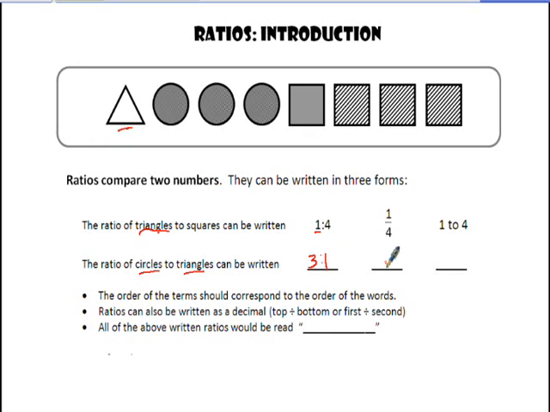So 3 to 1. And then we can write it in this form that looks like a fraction, 3 over 1. And we can write it with the word "to" in between, 3 to 1. So notice that the top term in the fraction is like the first term when we write it horizontally. Ratios can also be written as a decimal if we were to do top divided by bottom, or first divided by last. All of the above ratios would be read, in this case, as 3 to 1, no matter which one they look like.